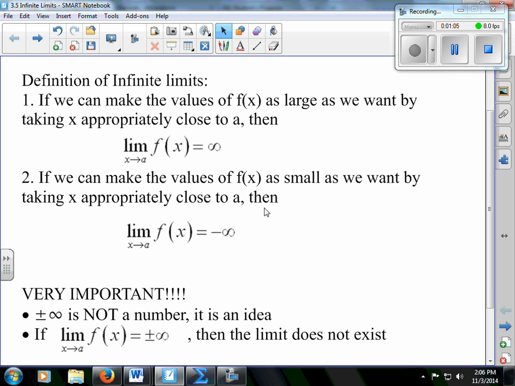Number 2 is the same exact idea, only in the negative direction. We're getting huge, but with a negative sign in the front, so infinitely small.